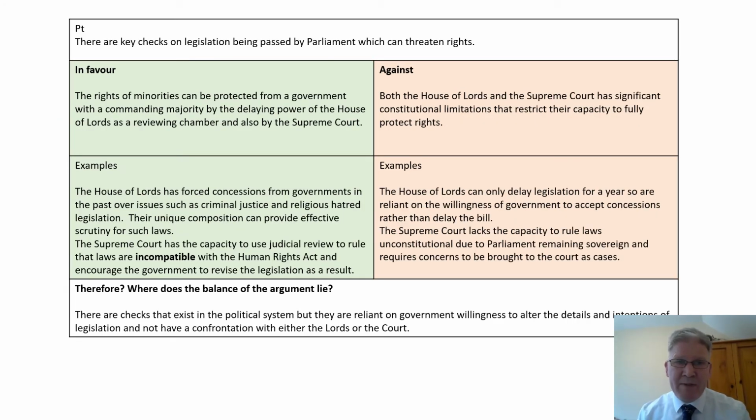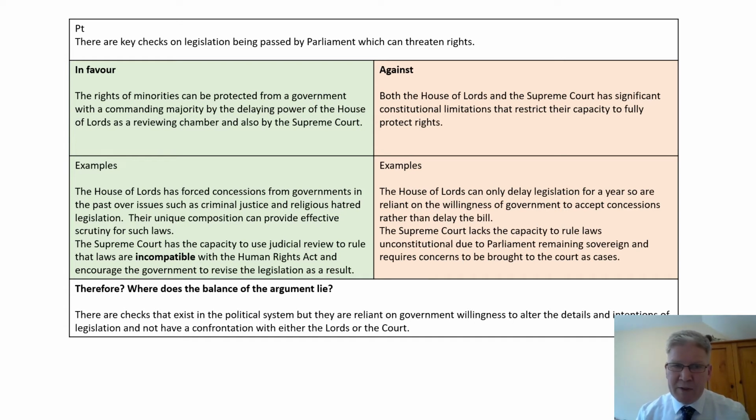Second point is to say that there are key checks on legislation being passed by Parliament which can threaten rights. So in these two areas, if you argue in favour of this, it can be sustained by saying that the House of Lords as a reviewing chamber and also the Supreme Court play a role in checking the executive. The House of Lords has forced concessions from governments in the past over issues such as criminal justice and religious hatred legislation, and their unique composition, which includes previous lawyers, policemen, etc., can provide effective scrutiny over such laws.